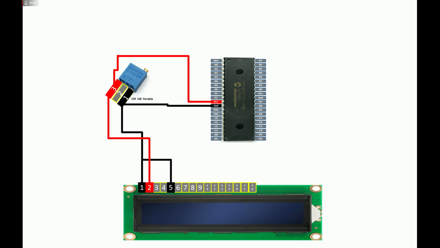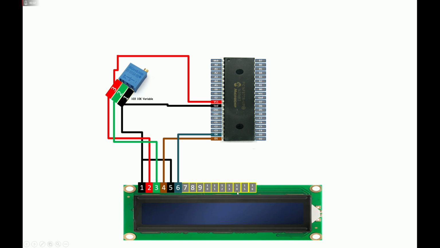Now guys, pin number 3 of your LCD is the adjustable contrast pin, connected to the adjustable pin of your potentiometer like this. Now guys, pin number 4 is the RS pin. For this, you may use any available digital input output pin. I'm going to use the pin number D1 like this. For pin number 6, the enable pin, I'm going to use the D0 of my PIC. Now 7, 8, 9, 10, you leave them. I will tell you later why.